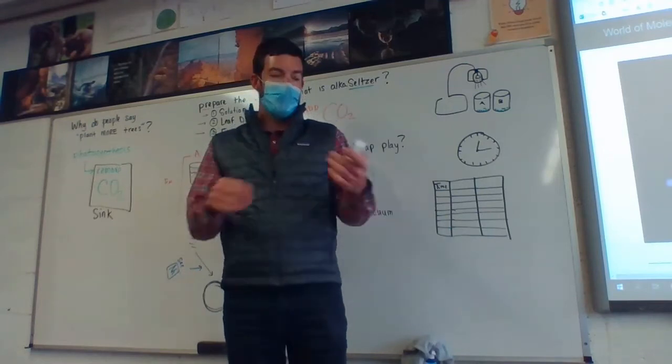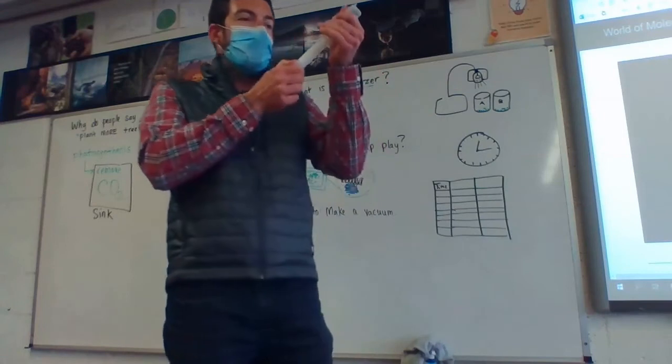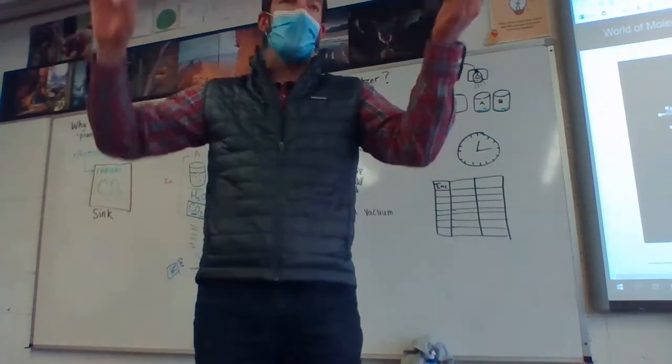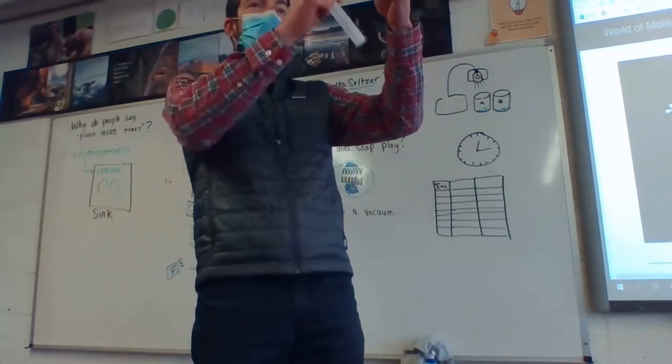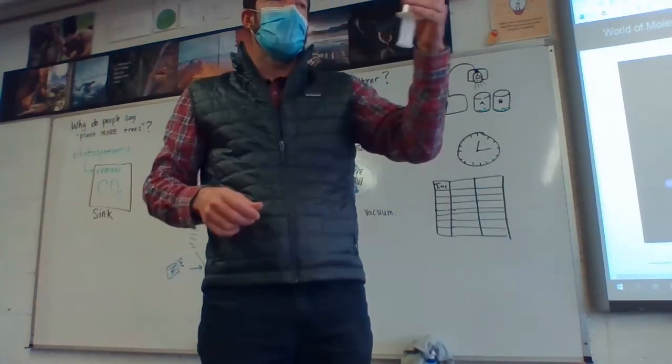The way we're going to do that is we're going to create a vacuum using some syringes. So with this syringe, you can take the plunger out of the syringe. You're going to put the leaf pieces inside of here at one point, and then you're going to put the plunger back on, and you're going to get it set up.